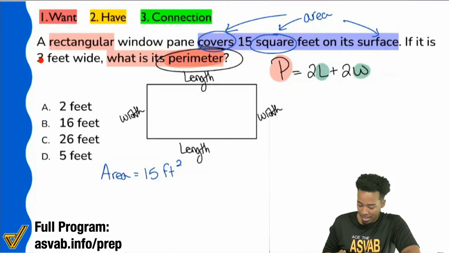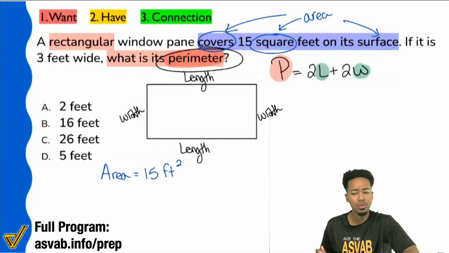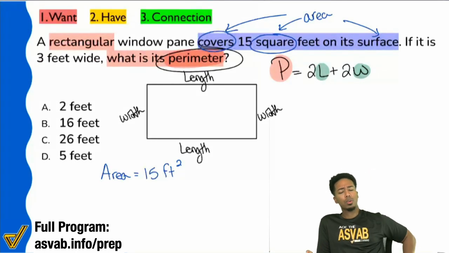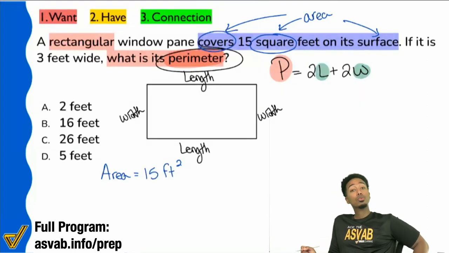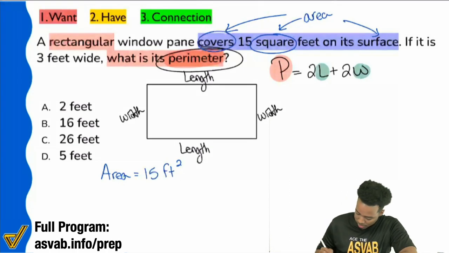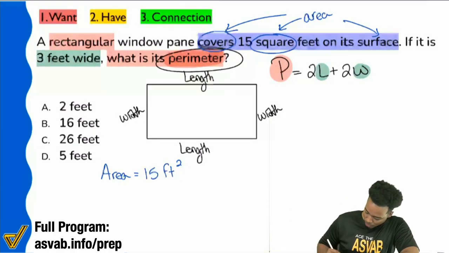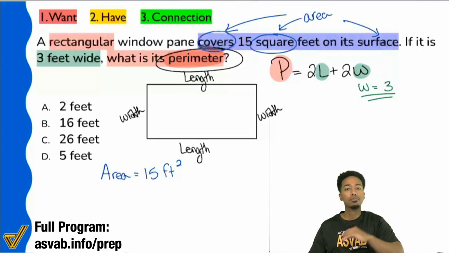It says, if it is 3 feet wide, everybody, what's that going to be? 3 feet wide, what can we attribute that to? Right. We can attribute that to the width. And so that's what we'll do. So let's highlight that right here. 3 feet wide. Perfect. So my width equals 3. But everybody, we have just gone through all of the information.